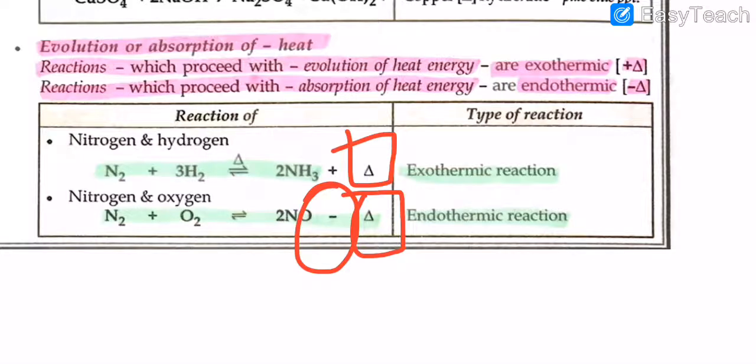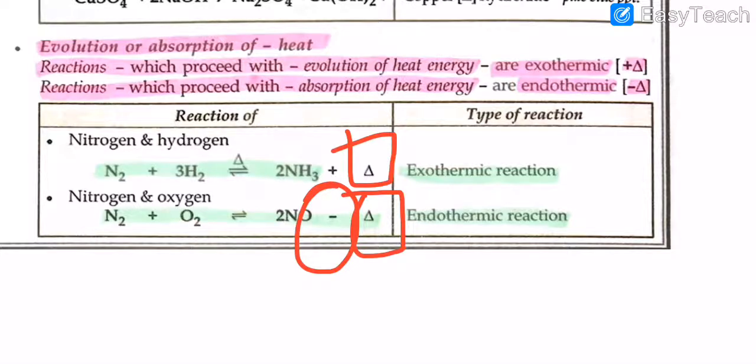An easy way to remember this would be exo, meaning EXO, coming out, removed. So evolution of heat energy is taking place. Endo meaning finished, done. So absorption of heat energy is taking place, and therefore the heat energy is finished, done, right? So it's an easier way to remember it like that.